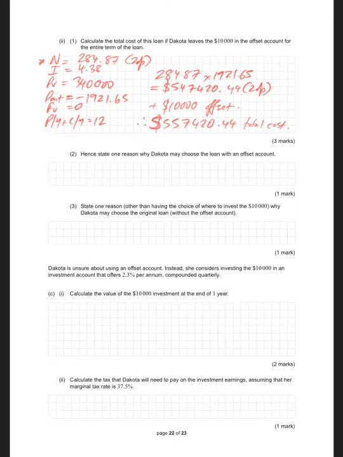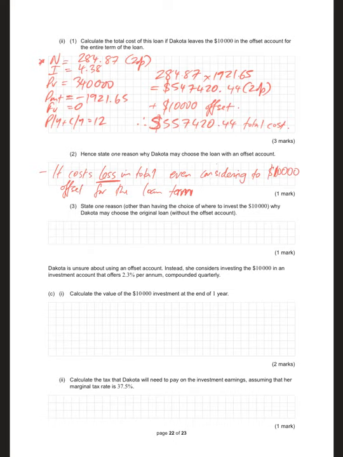Hence, state one reason why Dakota may choose the loan with an offset account. It costs less in total, even considering the $10,000 offset for the loan term. So even considering you had no access to the 10 grand for the whole loan, it's still cheaper.